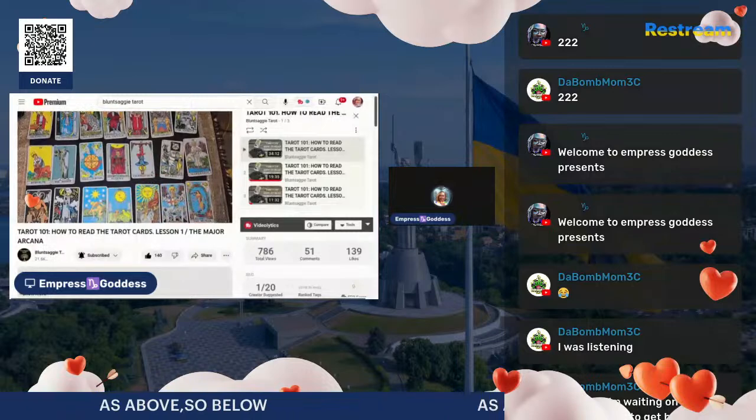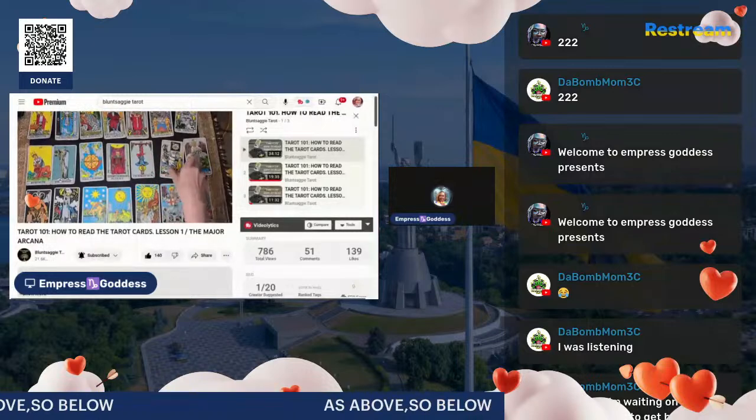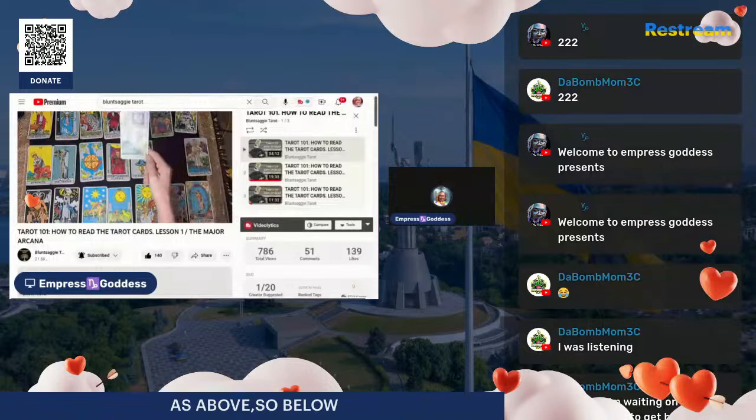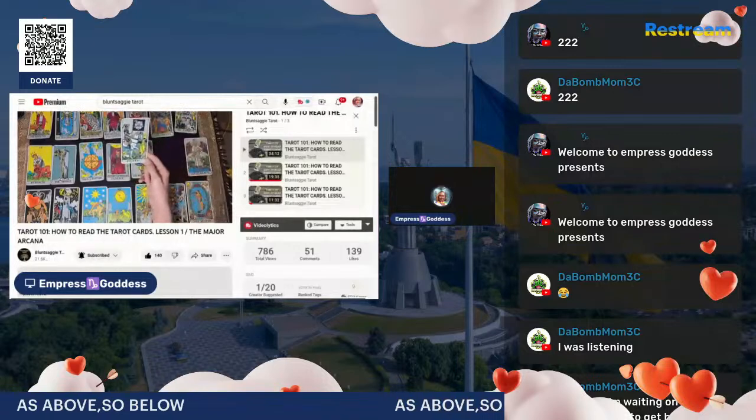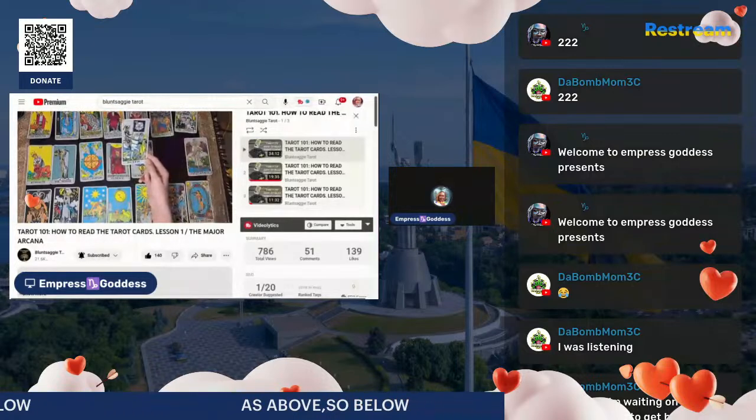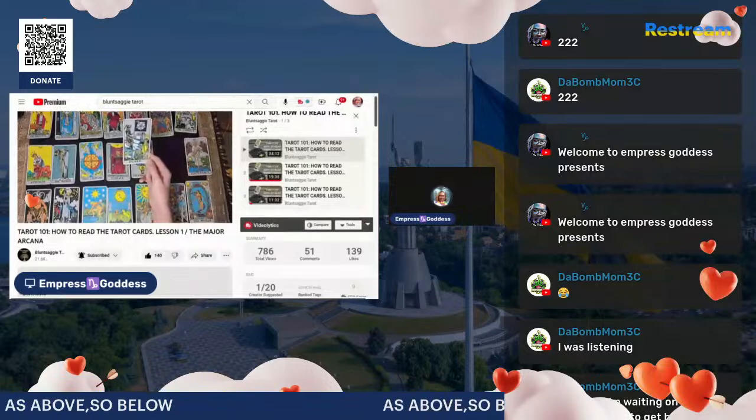And then we come to death. A lot of people get a little scared when they see death, but this is death and rebirth. This is death and transformation. The point of this card is a very difficult ending and transition in your life. It is not easy. It's not going to be easy breezy, lemon squeeze. It's going to be difficult.